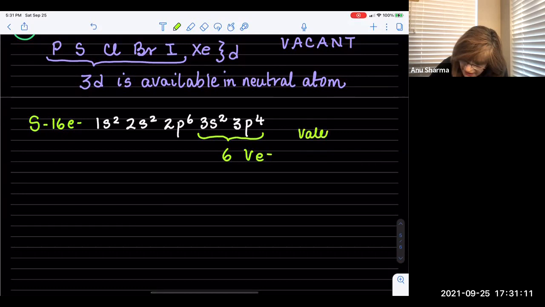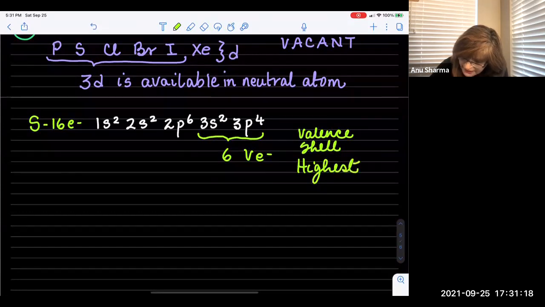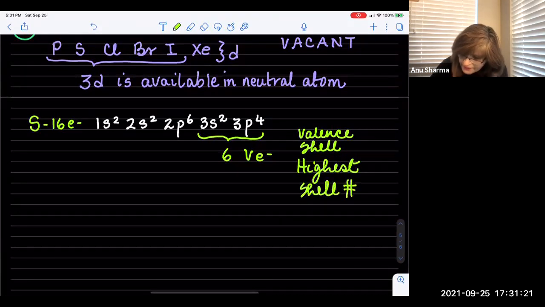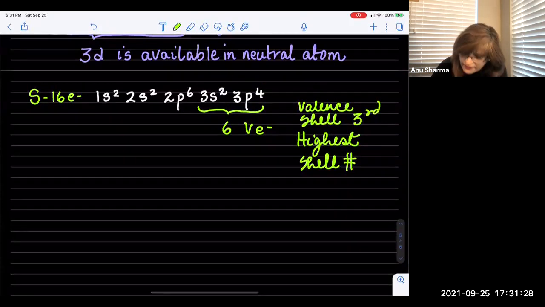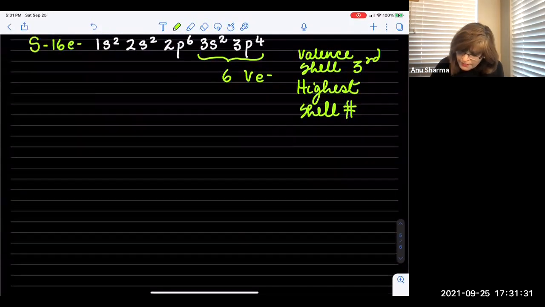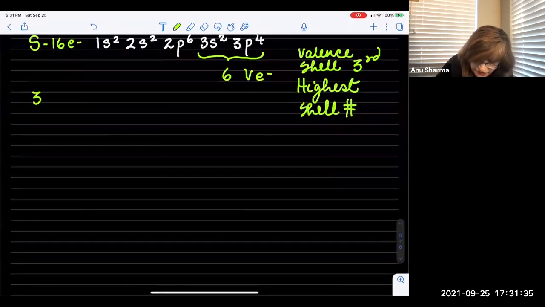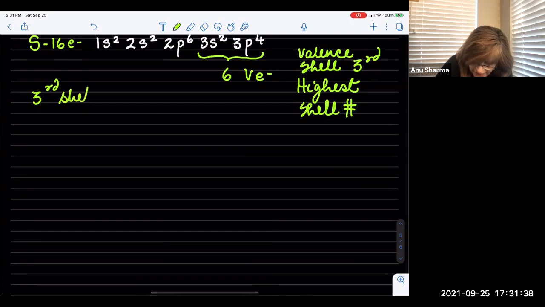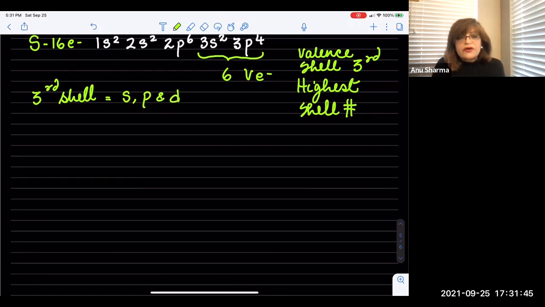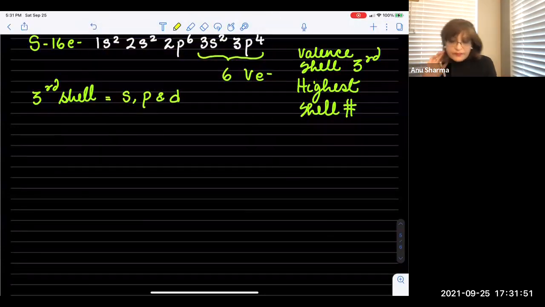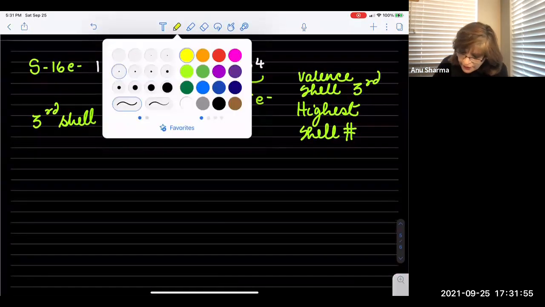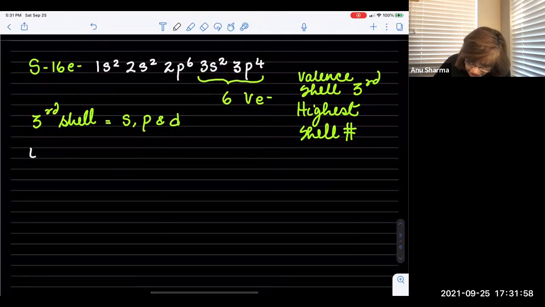The valence shell is always the highest shell number. So the valence shell is the third shell, the third energy level. So remember that the third energy level or third shell contains s, p, and d. It is there. It doesn't matter if it's not being used, because you can only place that many electrons in the shell.